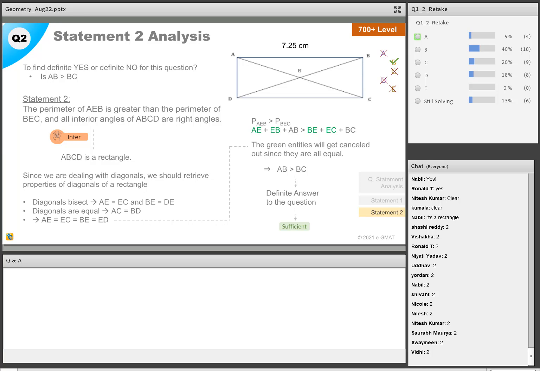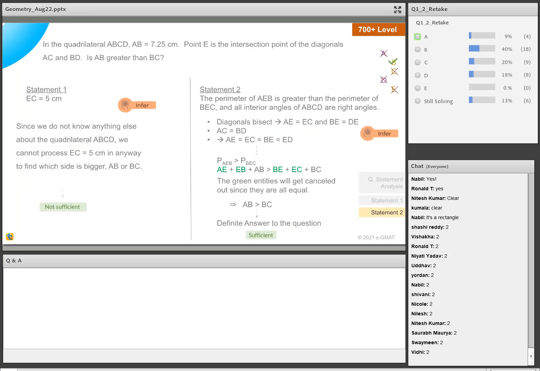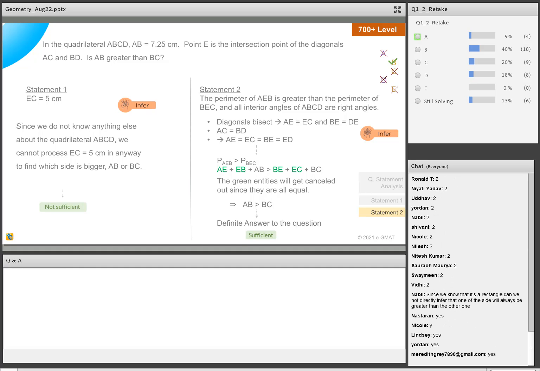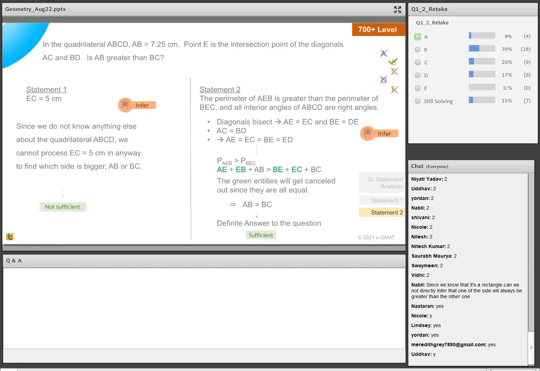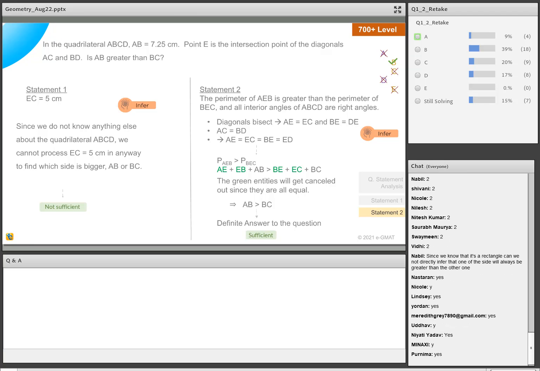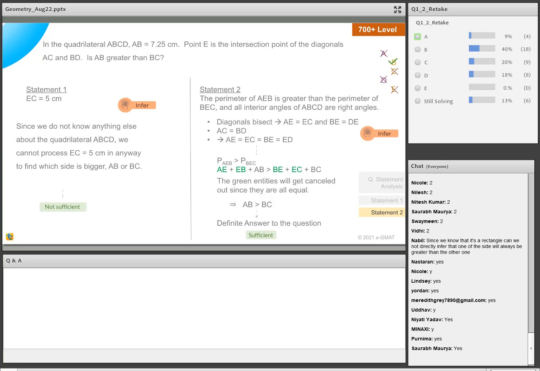All right, tell me, is the solution for this question clear to all of you? This is the solution for the entire question in one screen. Since we know that it's a rectangle, can we not directly infer that one of the sides is always greater than the other? Now we'll again understand. By default, we consider the length to be greater than the breadth, but this is not explicit anywhere. There can be rectangles as well where we have the breadth to be greater than the length, right? So that is something that we have to take care of.